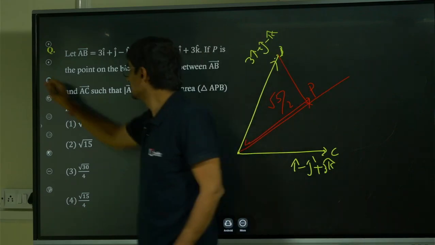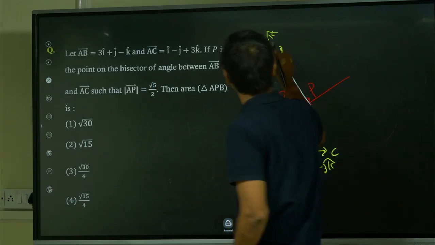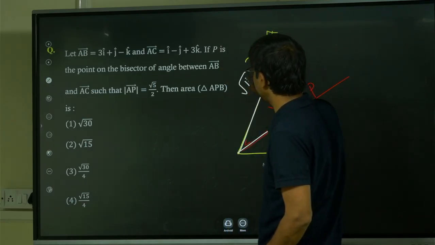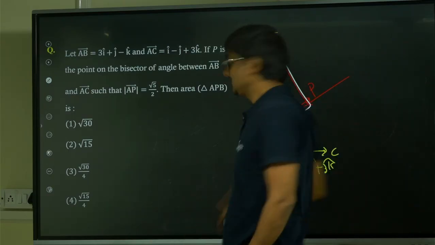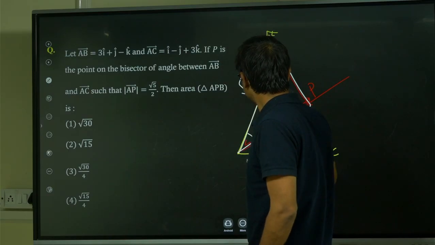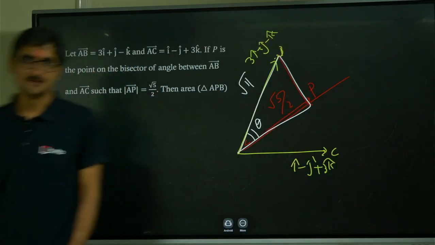This one. We have to find the area of APB. AB we know. How much is it? I think it's root 11. 9 plus, yeah, root 11. AP we know. We need to know only this angle theta, and that's it.